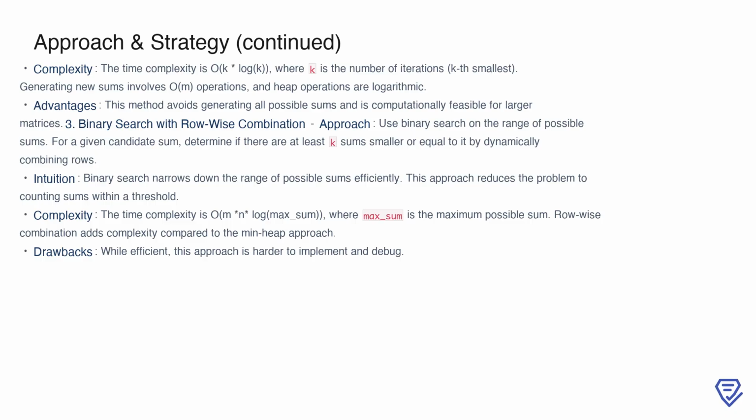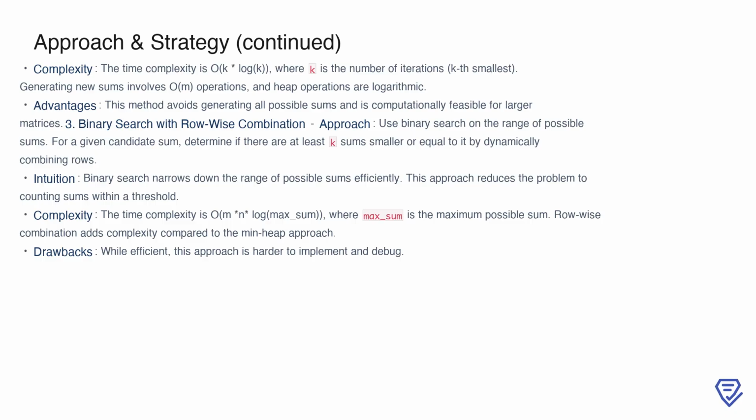This makes the method computationally efficient for larger matrices, as it avoids creating all possible sums upfront. Another approach we considered is binary search with row-wise combination. Here, we use binary search over the range of possible sums. For each candidate sum in this range, we dynamically combine rows to count how many sums are less than or equal to the candidate. This allows us to determine if the candidate could be the kth smallest sum. Binary search significantly narrows the range of possible sums, making it efficient.